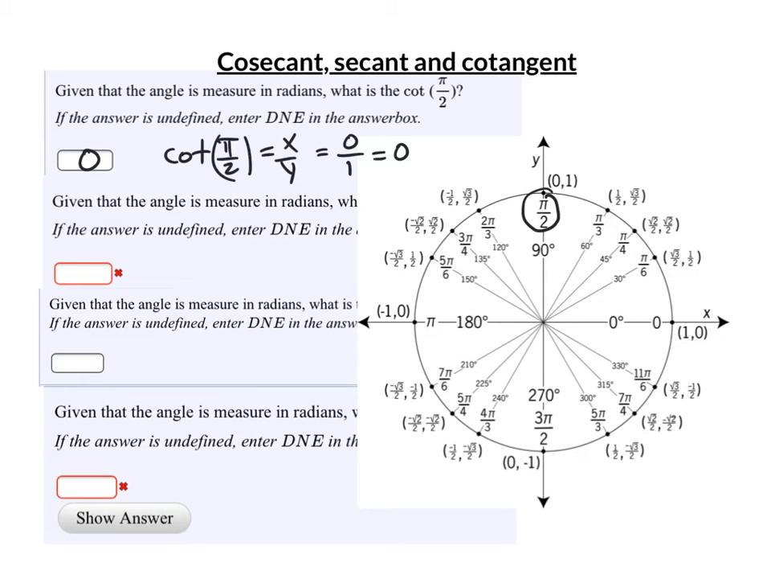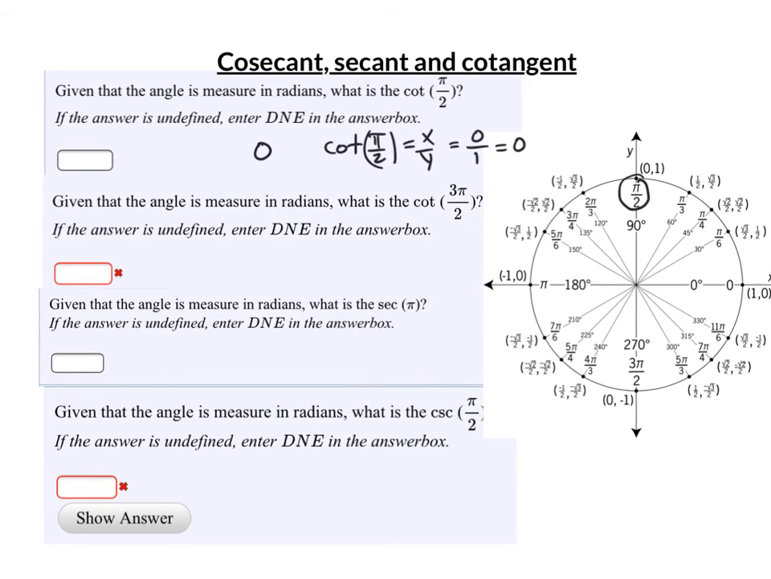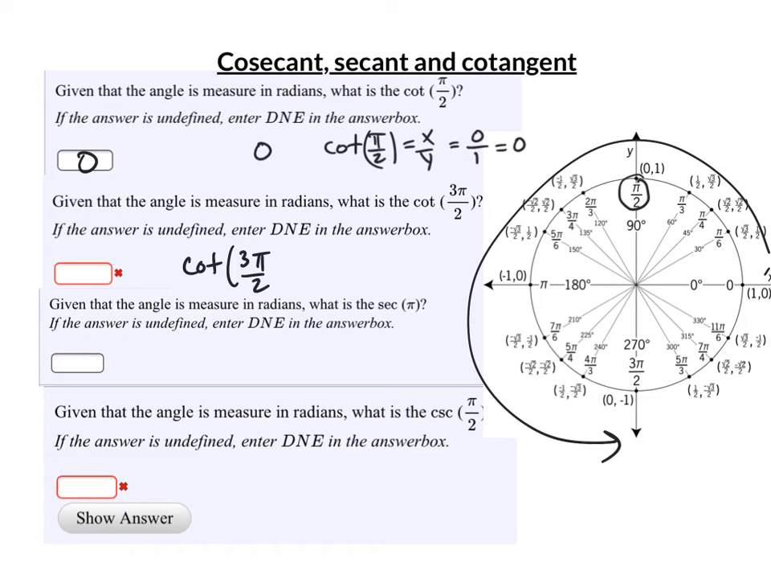For this next one, we're going to do 3 pi over 2. So 3 pi over 2 is clear around to 270 degrees. And we know that the cotangent is, again, x over y. So the x is 0 at that point, and the y is negative 1. So again, we get 0.